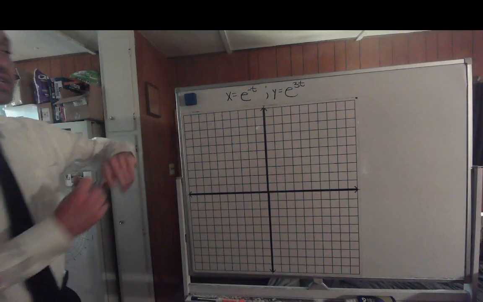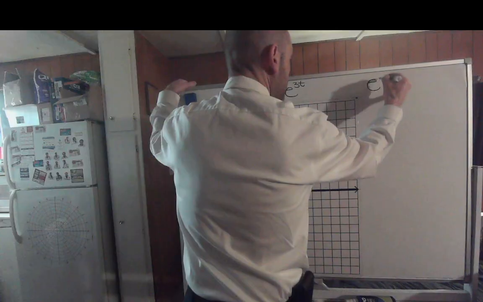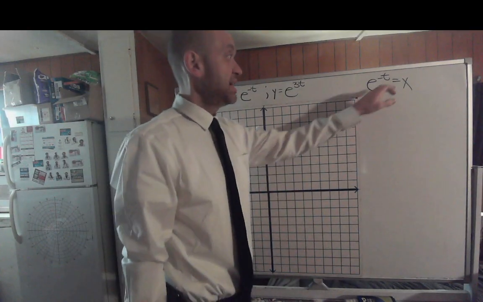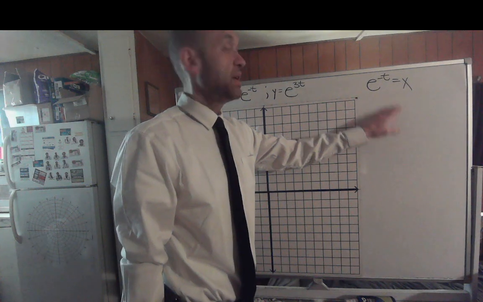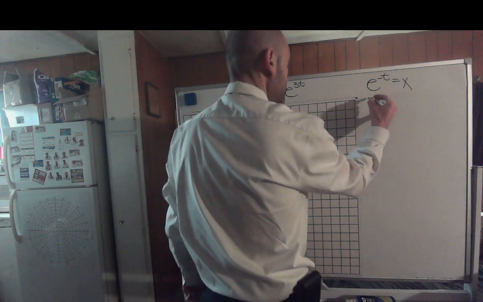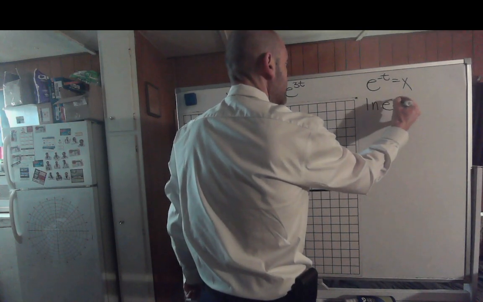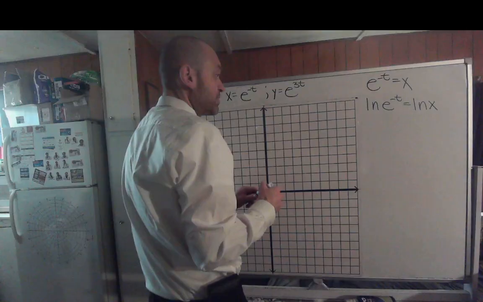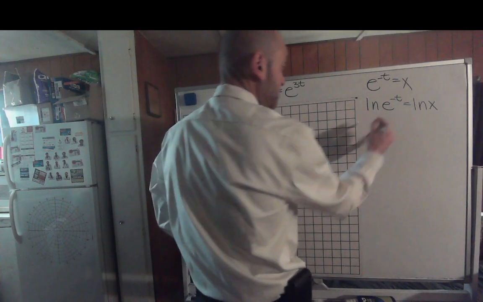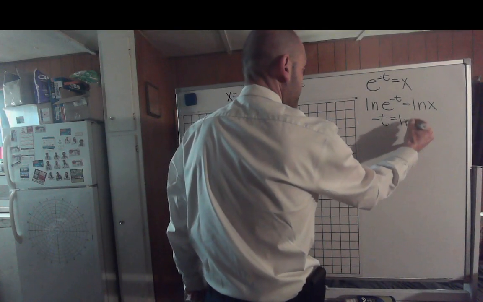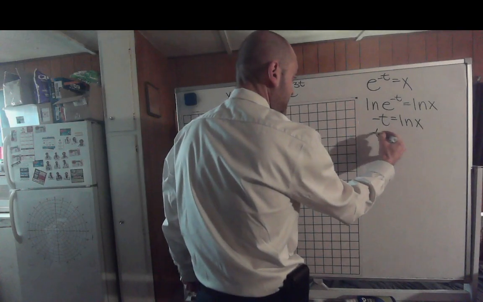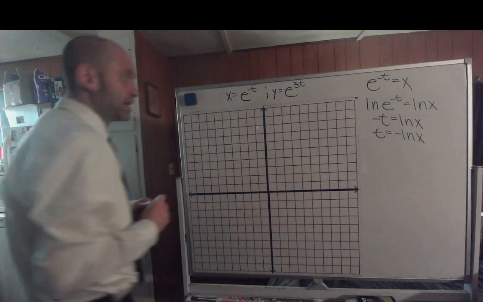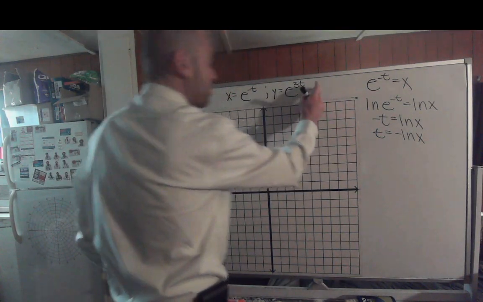So we know x equals e to the negative t. Well, that means e to the negative t would equal x. Now to solve for t, since t is a power and e's our base, we need to take the natural log of both sides. So if I take the natural log of e to the negative t, I'll get that equal to the natural log of x. That gives me negative t equals the natural log of x. So t equals negative the natural log of x.